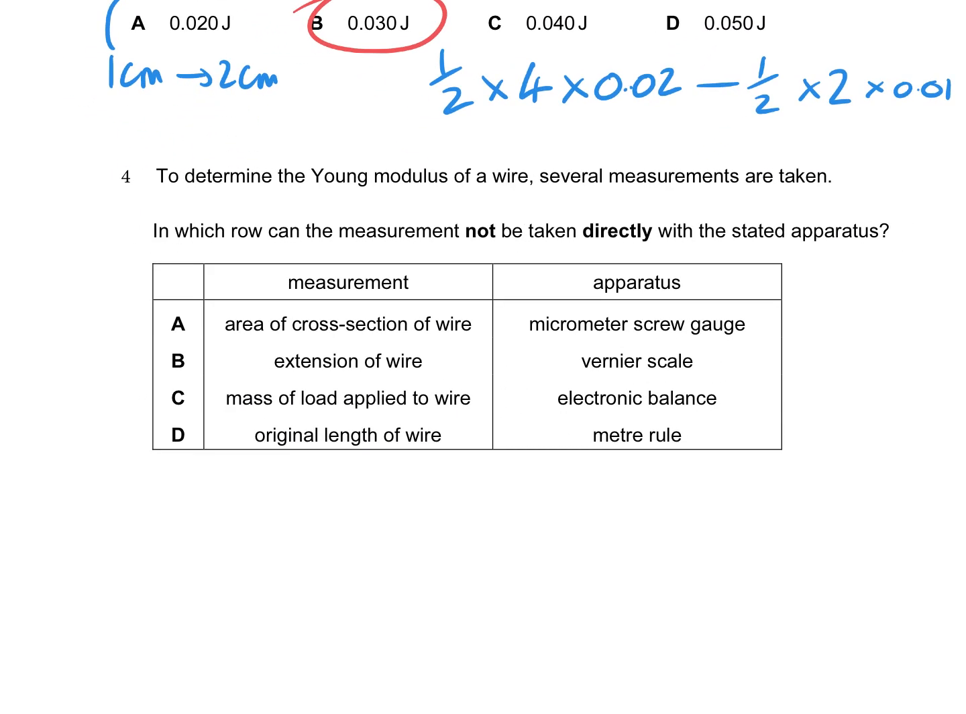Next question asks us if we want to determine the Young's modulus. In which row can the measurement not be taken directly from the stated apparatus? So area of cross-section of a wire from a micrometer screw gauge. Now the key thing here is that's going to give you the diameter. So it's not going to give it direct. So that's likely the answer, but let's just check. Yes, this one you can use vernier scale to get the extension because that's the length. Electronic balance will give you a mass, and a meter rule will give the original length. So yes, A is the answer.